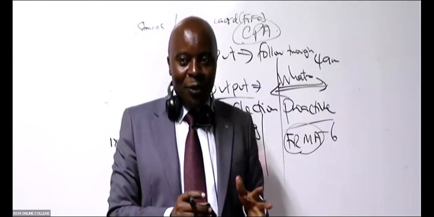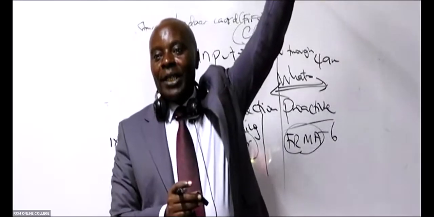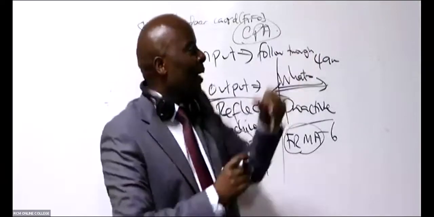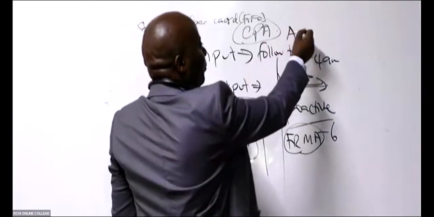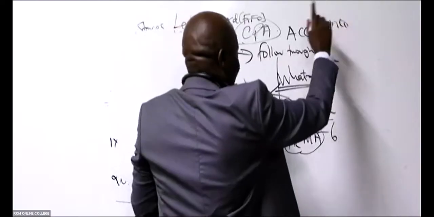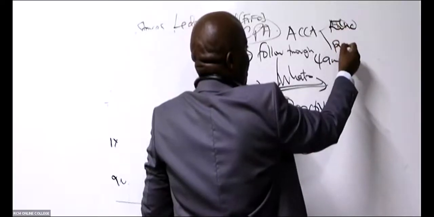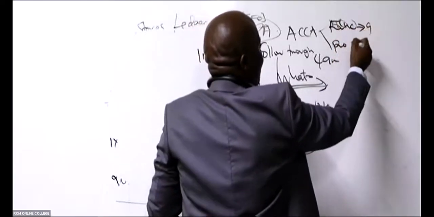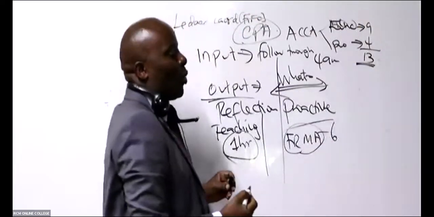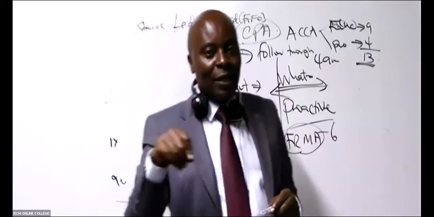You can't compare ACCA with CPA. ACCA is up there because ACCA is international. So remember, ACCA has got two levels: foundation and then professional. Foundation has 9 papers, professional has 4 papers. So for ACCA, for you to qualify, you need to do how many papers? 13. Once you finish 13, and this is why I love ACCA myself a lot.